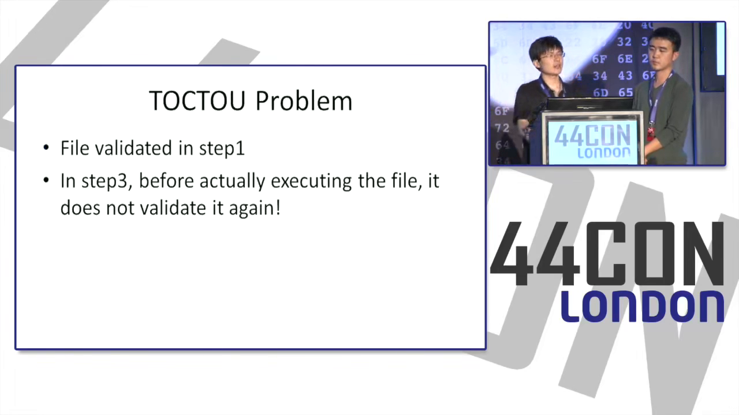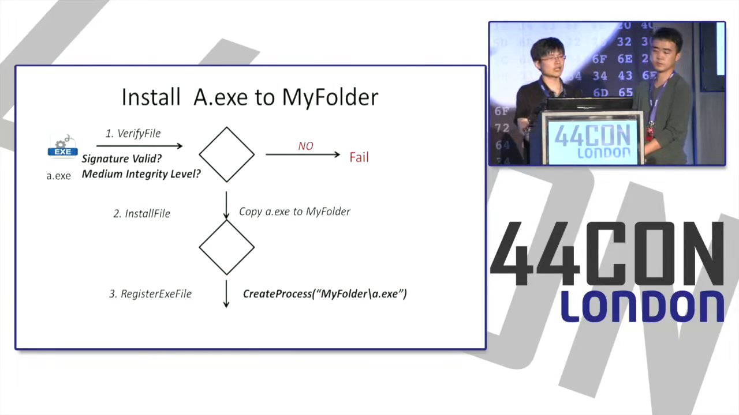And it seems we cannot install unsigned programs using this broker. But if you look at the 3 steps carefully, you can find that there is a problem in the 3 steps process. The problem is it verifies the file in the first step, and it executes the file in the third step. But before it executes this program in the third step, it does not verify the file again. So it cannot guarantee that the file verified in the first step and the file executed in the third step are the same one.